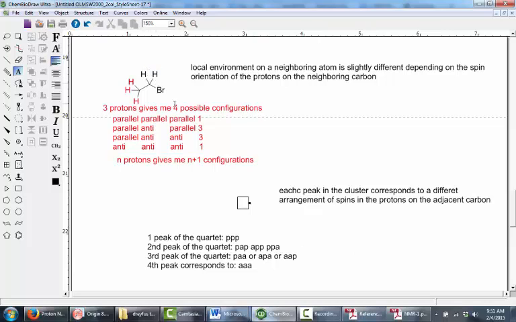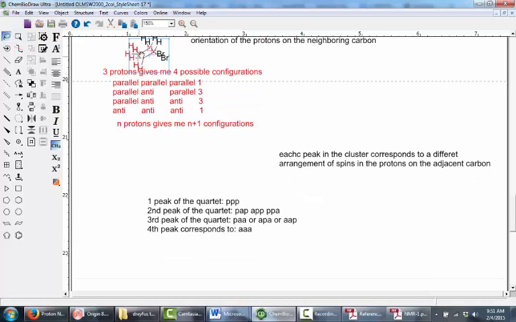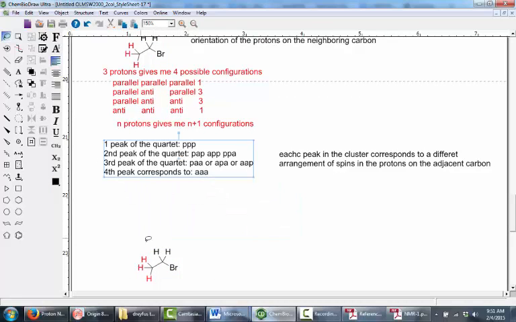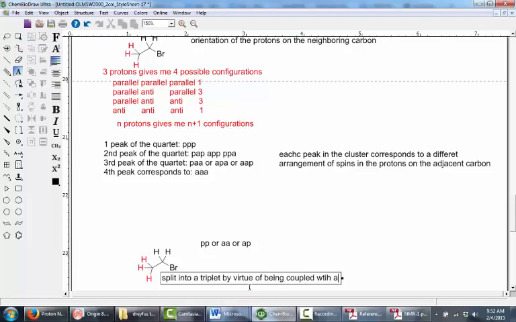Okay, so the CH2 is a quartet, but now I'm going to ask myself, what are these CH3s going to look like? Well, the CH3s are going to be split by the CH2. So my CH2s can be parallel, or both anti-parallel, or one parallel and one anti-parallel, which means that these protons here are going to be split into a triplet by virtue of being coupled with a CH2 group.